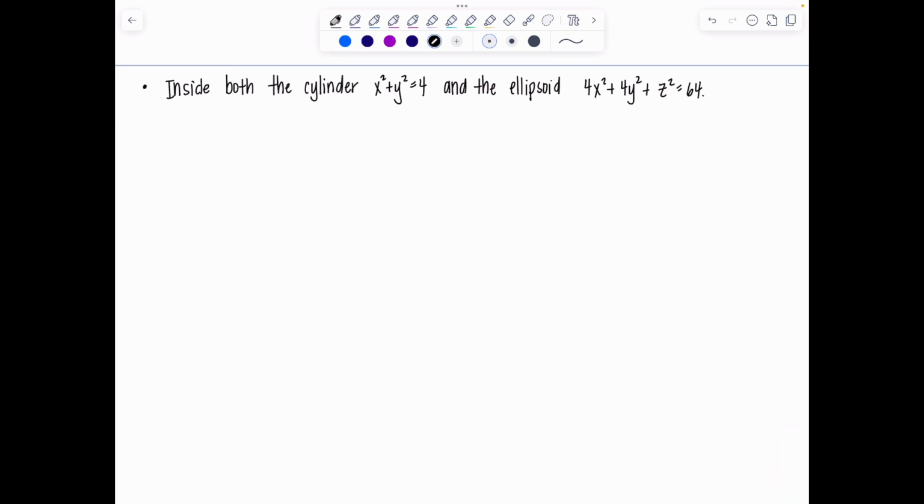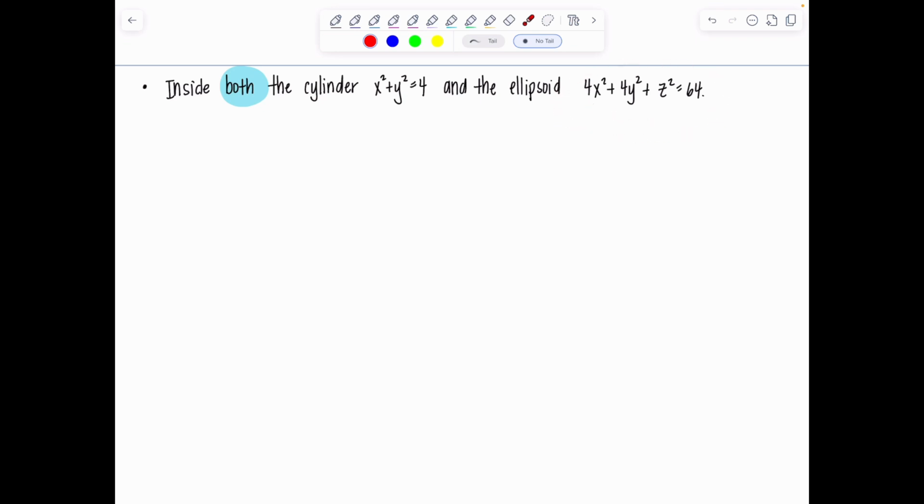Inside both the cylinder, that word both is crucial. Both the cylinder, x squared plus y squared equals 4, and the ellipsoid, 4x squared plus 4y squared plus z squared equals 64. This is a cylinder because z is missing. So we basically have that circle of radius 2 in the xy plane projected up and down forever in the z direction. It's an infinite cylinder. And then it's going to slice through the ellipsoid.